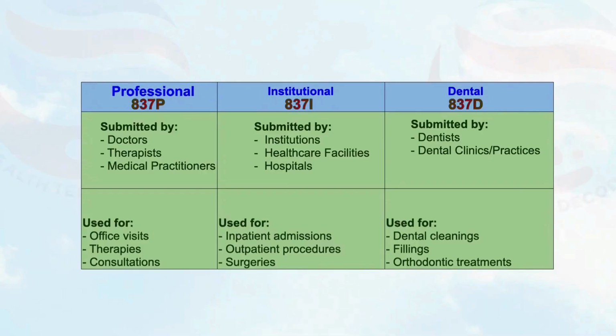837 files can be professional, institutional or dental. When submitted by practitioners, they are called 837P. When submitted by facilities, institutions or hospitals, they are called 837I. And when submitted for dental services, they are called 837D. As we already did in chapter 1, I am talking about all these file types side by side with each other for more clarity.